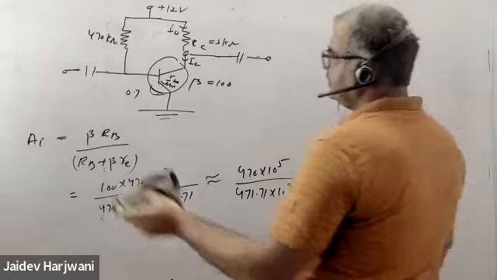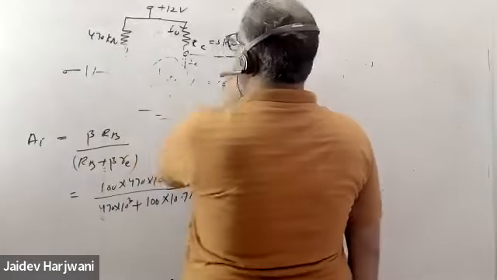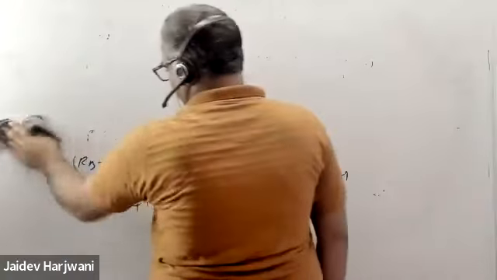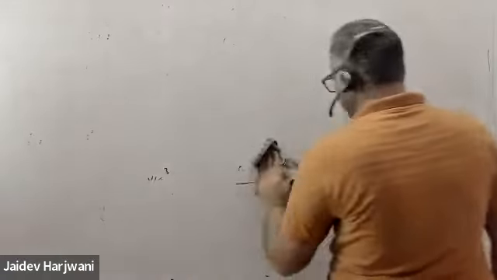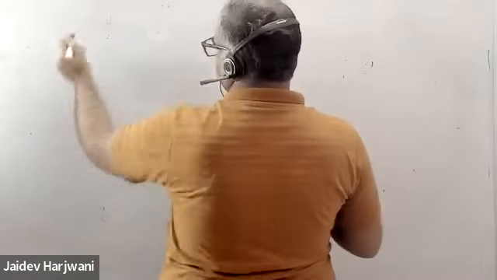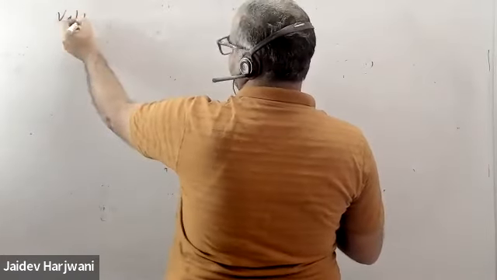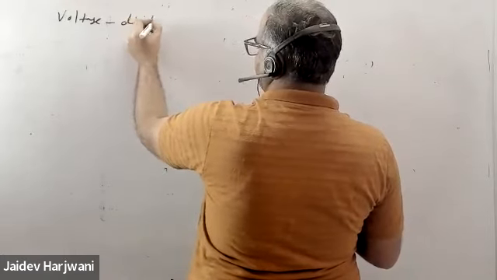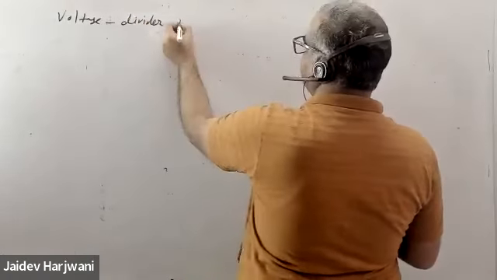So this was your fixed bias. Now this method is almost the same for everything. Now I take voltage divider bias. But you have to draw the equivalent circuit correctly. Then everything is easy.